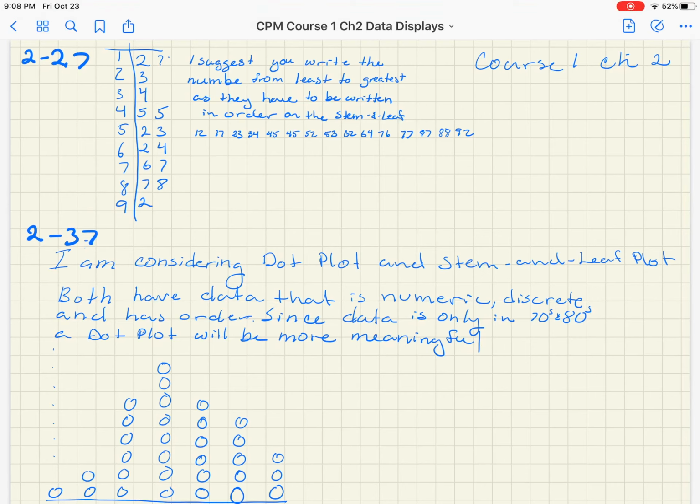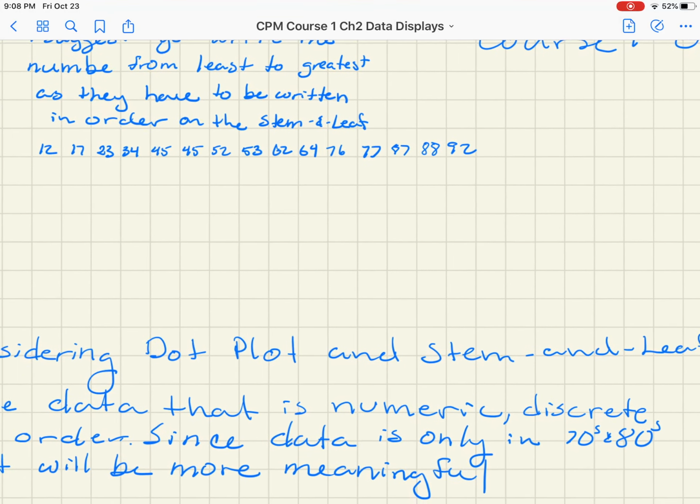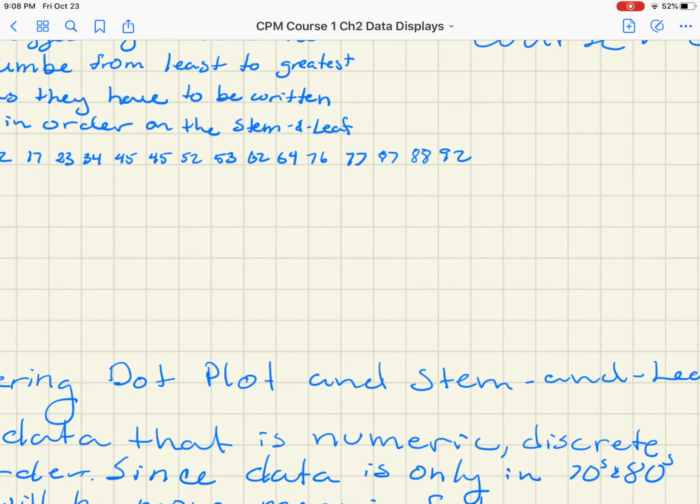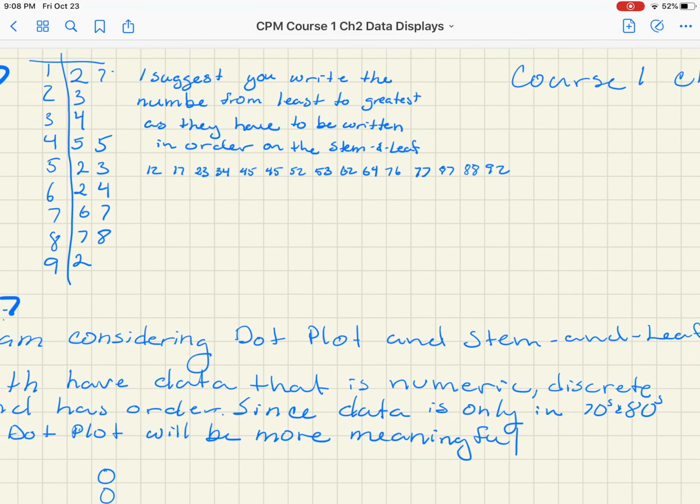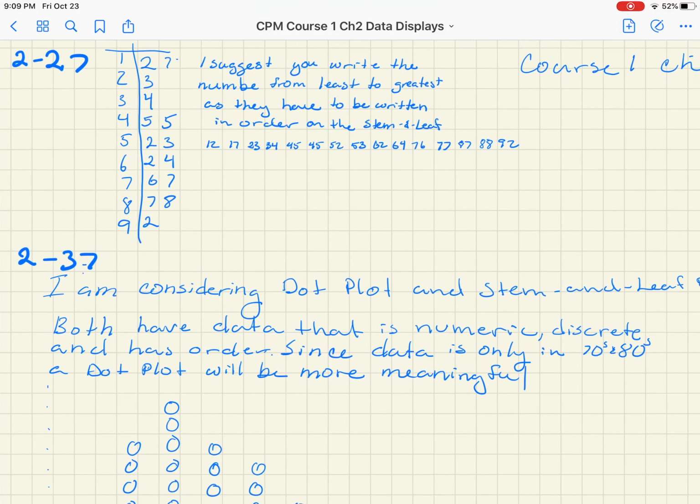This is 2-27. I took my data and I chose to organize it from least to greatest. And then from there, I built my stem and leaf plot.